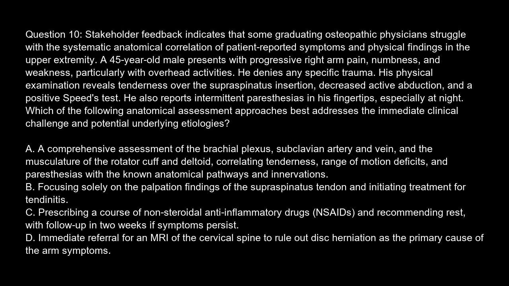Option A. A comprehensive assessment of the brachial plexus, subclavian artery and vein, and the musculature of the rotator cuff and deltoid, correlating tenderness, range of motion deficits, and paresthesias with the known anatomical pathways and innervations. Option B. Focusing solely on the palpation findings of the supraspinatus tendon and initiating treatment for tendinitis. Option C. Prescribing a course of non-steroidal anti-inflammatory drugs, NSAIDs, and recommending rest, with follow-up in 2 weeks if symptoms persist. Option D. Immediate referral for an MRI of the cervical spine to rule out disc herniation as the primary cause of the arm symptoms.